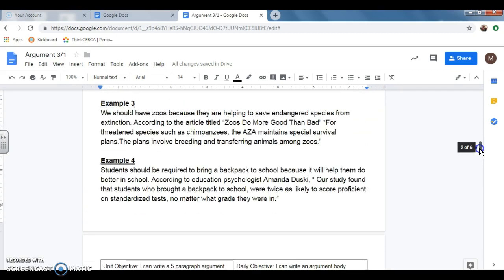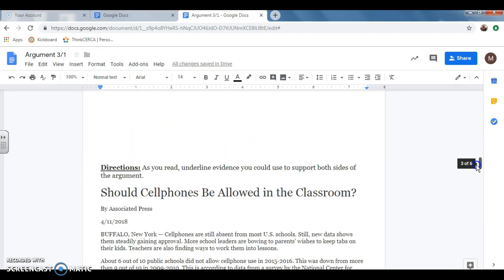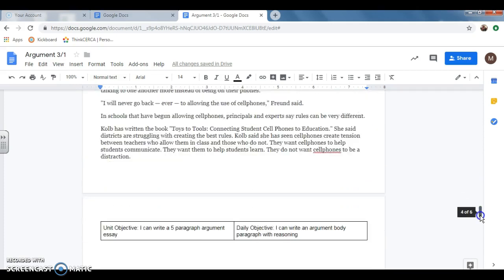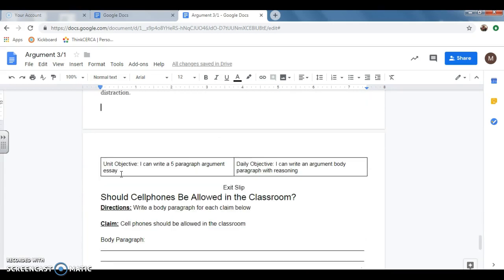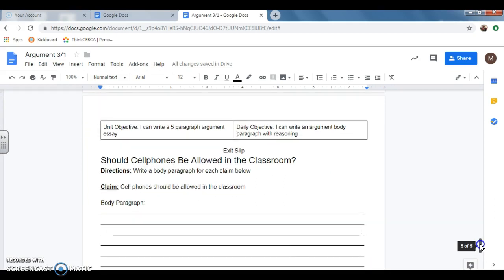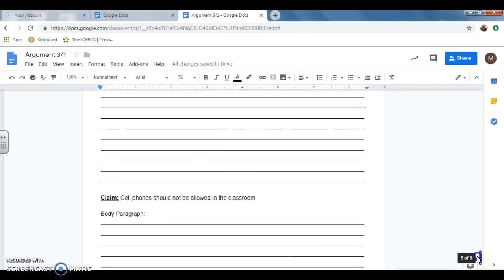Once you're done with 3 and 4, raise your hand and get the article on cell phones and should cell phones be allowed in the classroom. As you read the article, pay special close attention to statistical evidence and anecdotal evidence and also expert opinions. There's all 3 in here that you can use to write your paragraphs on the exit slip. Your exit slip will look just like the exit slip last time. This is kind of messed up, but it's going to ask you to write 2 body paragraphs. Argument body paragraphs. Remember, reason, evidence, and reasoning. I want to see at least 2 sentences on your reasoning, so make sure you're paying attention to all those different types of evidence that you could use in the article.